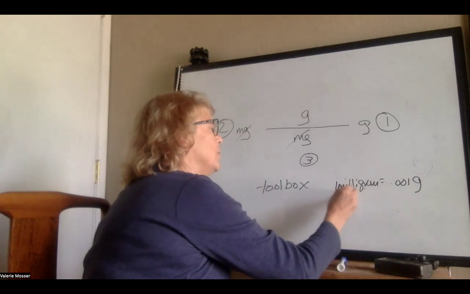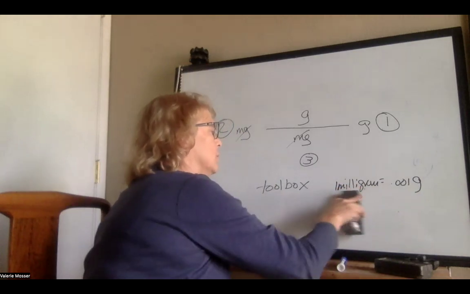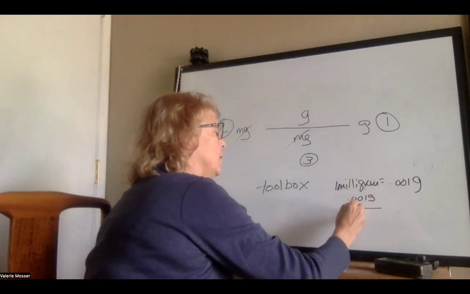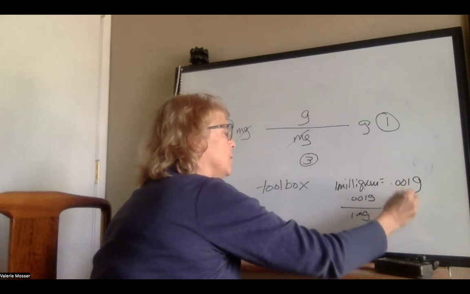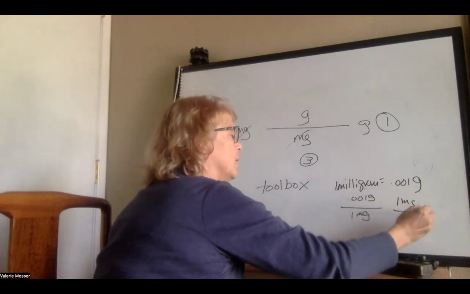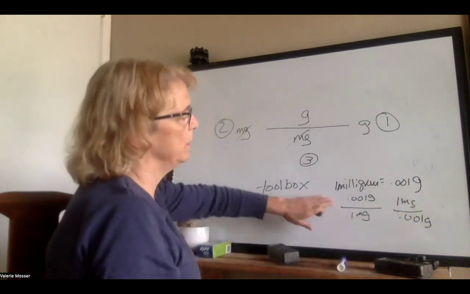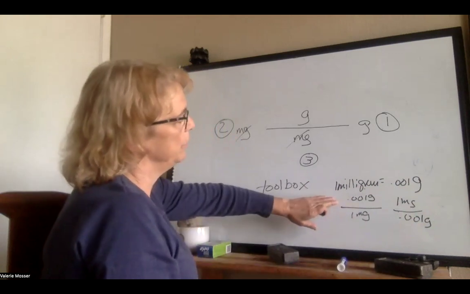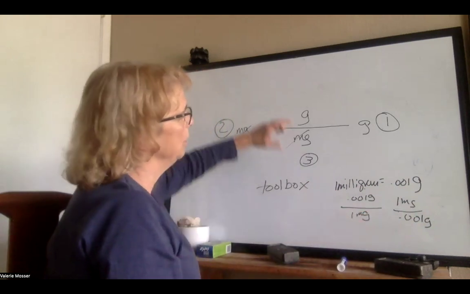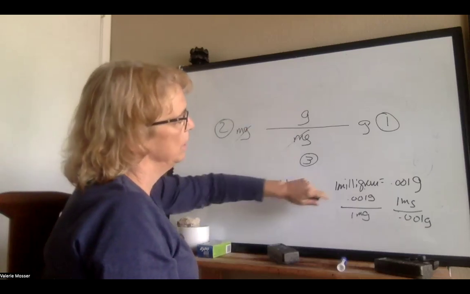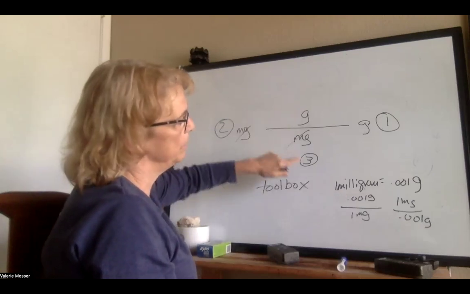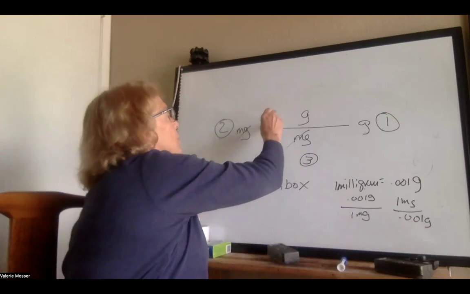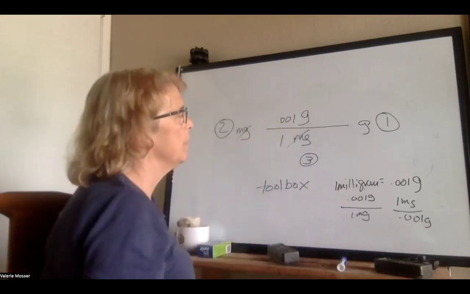And then you would write out 0.001 grams over 1 milligram, or 1 milligram over 0.001 grams. Those would be the 2 equalities or conversion factors that would go with this equality. And then you would just figure out which one of these conversion factors you would want to put into your problem. So since we have grams on the top and milligrams on the bottom, we would use this one, the 0.001 grams over 1 milligram.